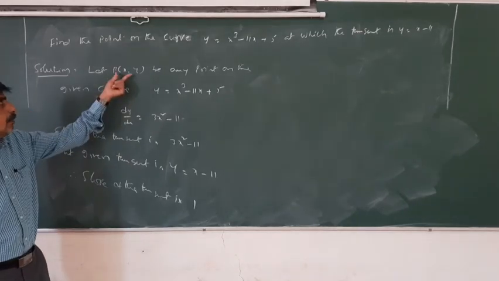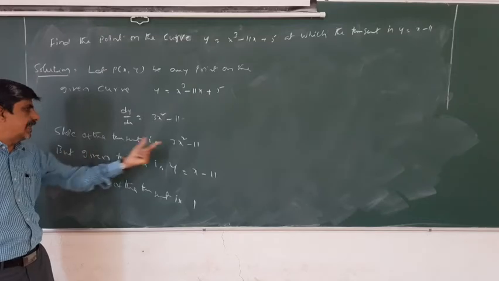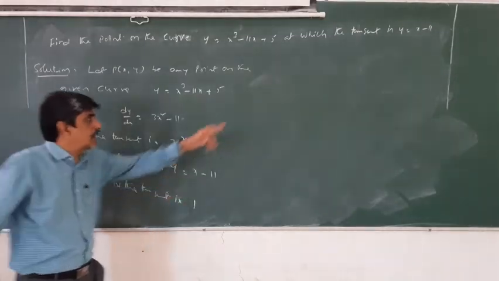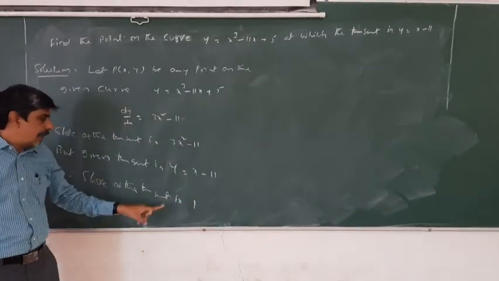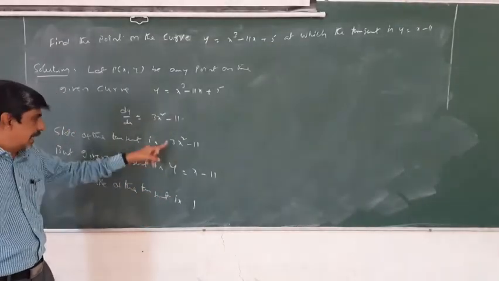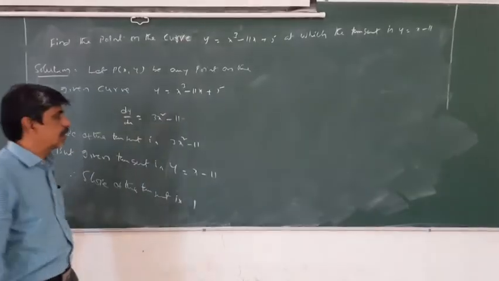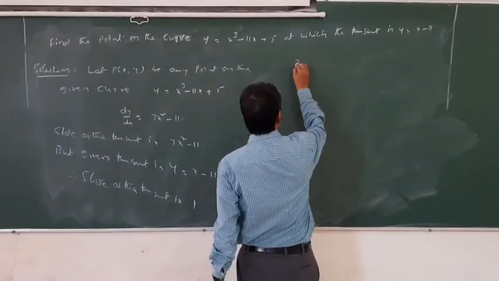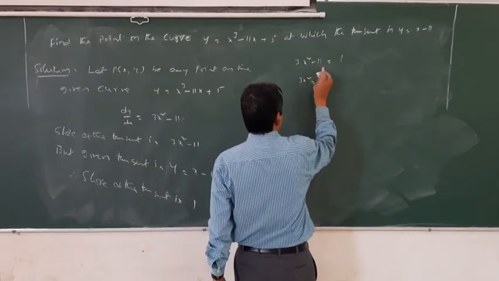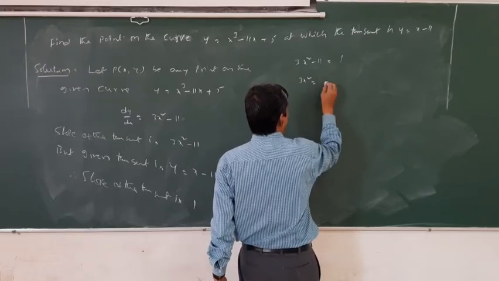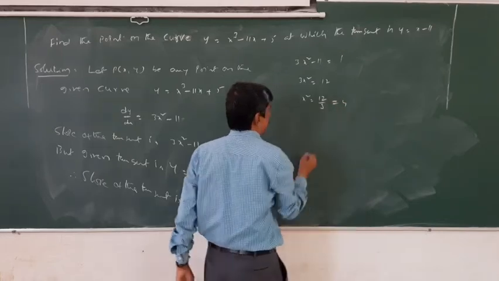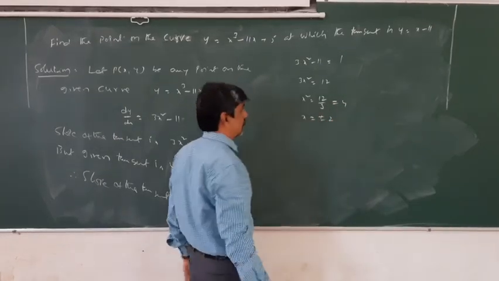So here, by taking the point on the curve as (x, y), the slope of the tangent is 3x square minus 11. This tangent is parallel to this line, which means the lines are parallel, so the slopes are equal. Therefore, equating these two slopes, we get 3x square minus 11 is equal to 1. So 3x square is equal to 11 plus 1, which is 12. So x square is equal to 12 by 3, which is 4. x square is equal to 4, x is equal to plus or minus 2.